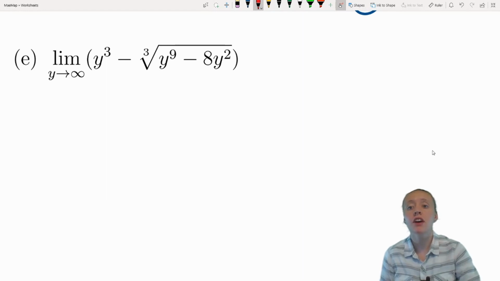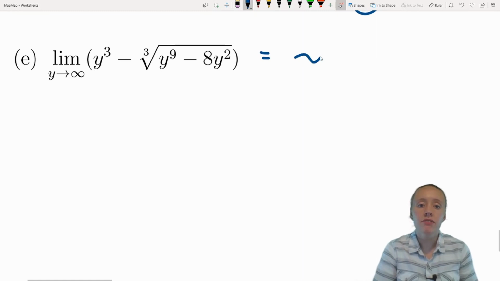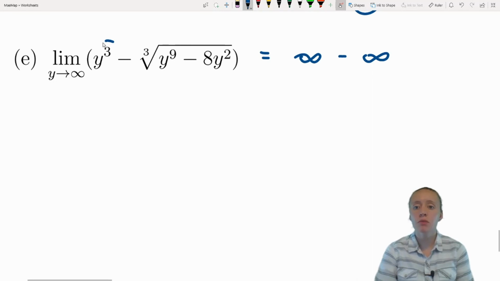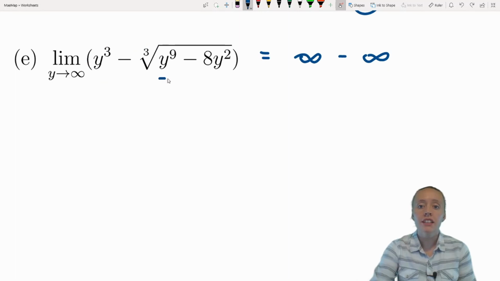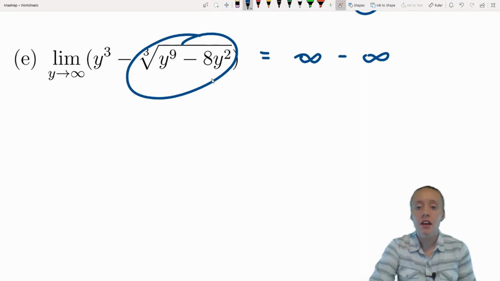Let's move on to part E though, where in this case you can see that I have infinity minus infinity. And why this one's important is because I have y cubed and then I have the cube root of y to the 9th minus 8y squared. If I was to cover this up, look, y cubed minus y cubed would equal 0. But just looking at this, it looks like it's going to be a smaller function than this because I'm subtracting an 8y squared within that radical.